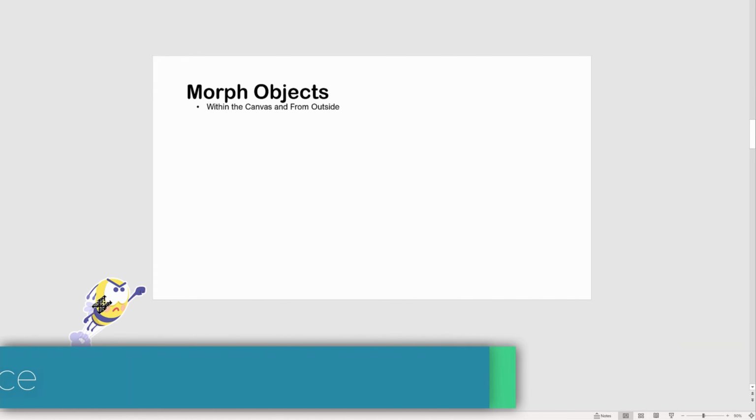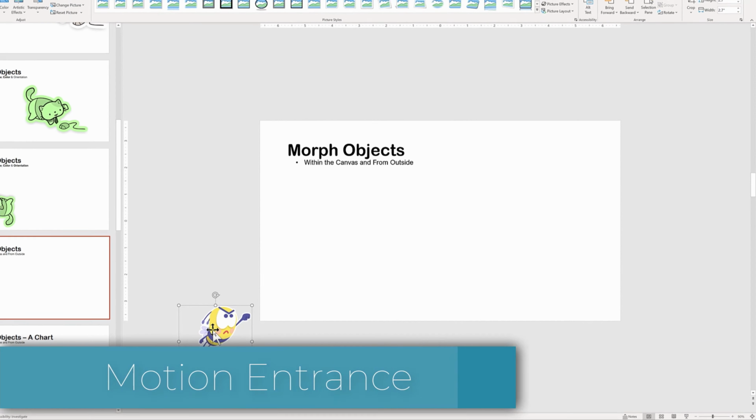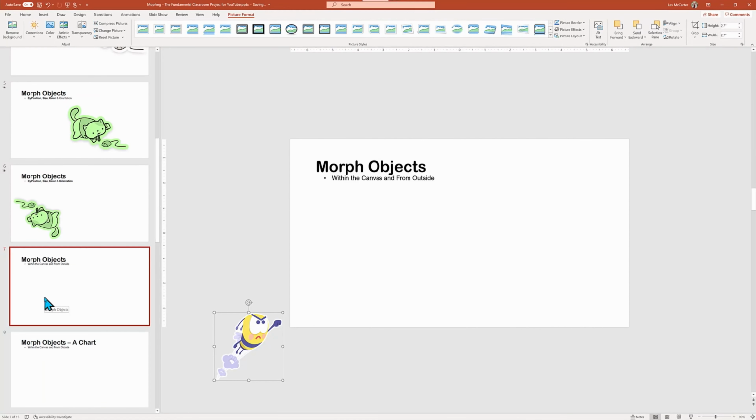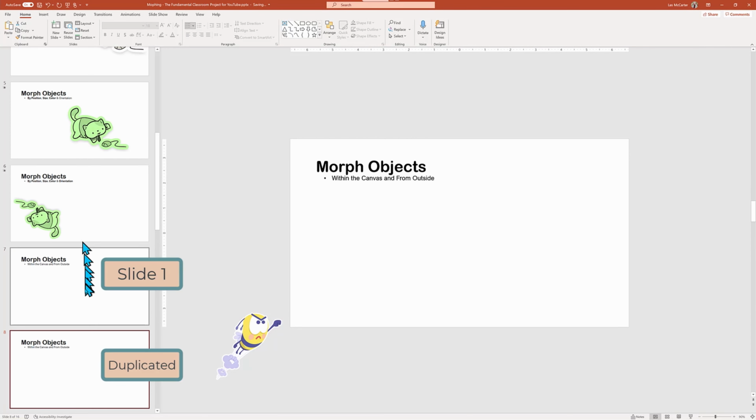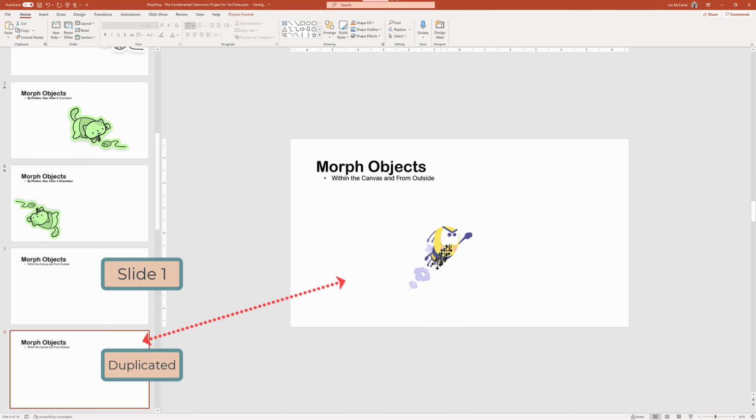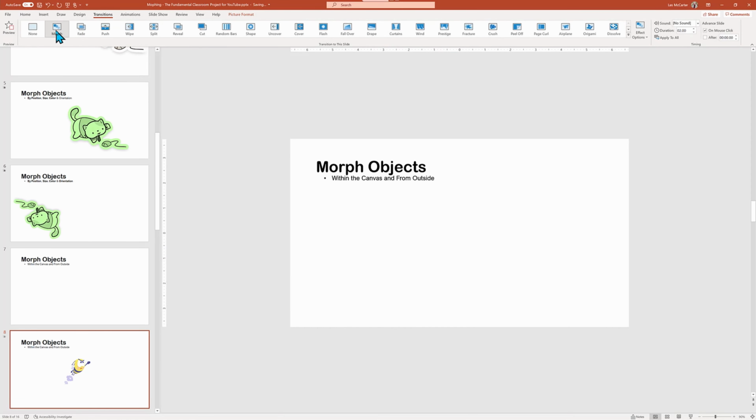Now we can drag our bee off the viewable canvas to create a motion-based entrance on the following slide. With that, we're going to go ahead and duplicate the slide, and it brings the offstage bee along with the duplication. Then we can drag the bee to the center of the slide, telling the morph command where we want the bee to land when displaying this next slide.